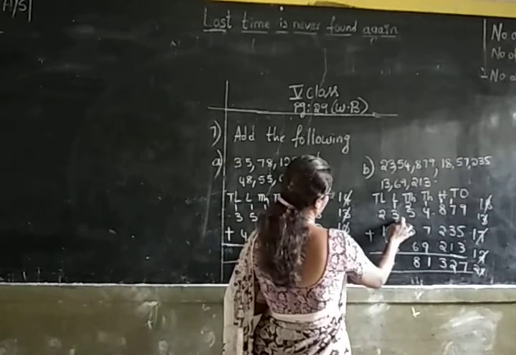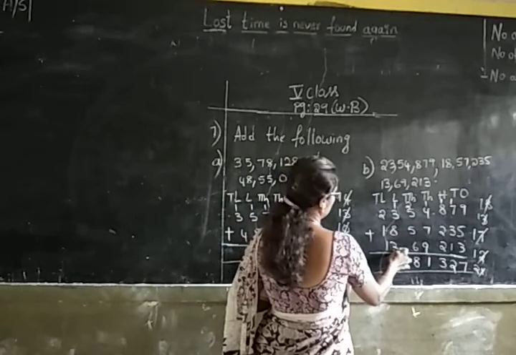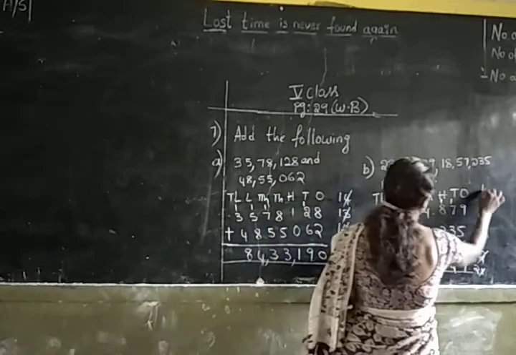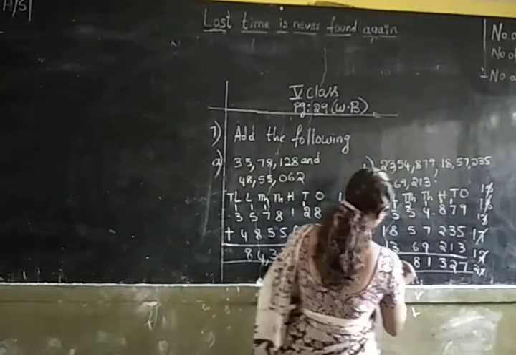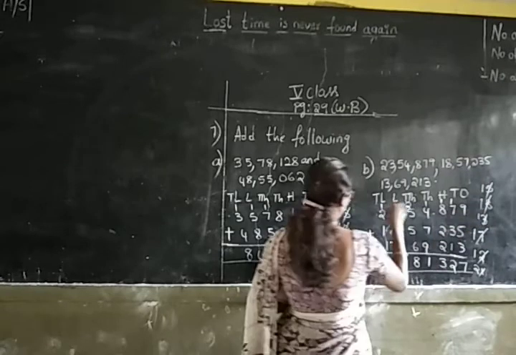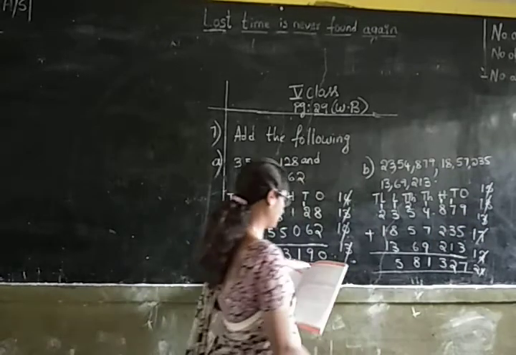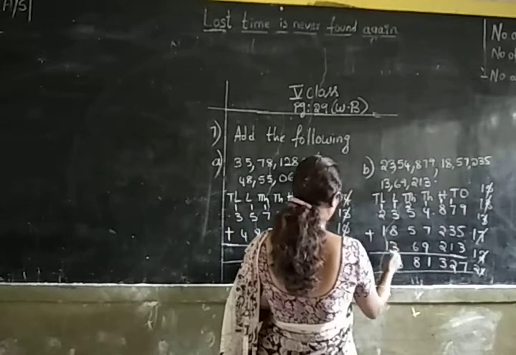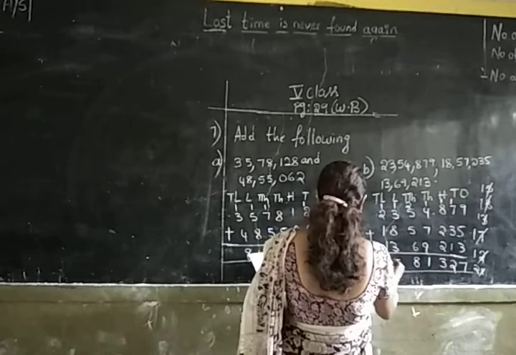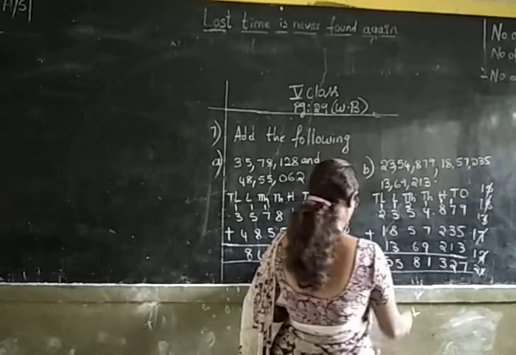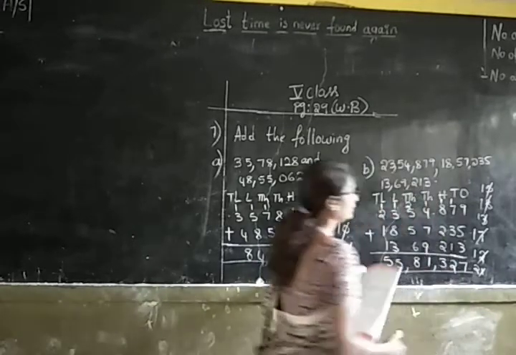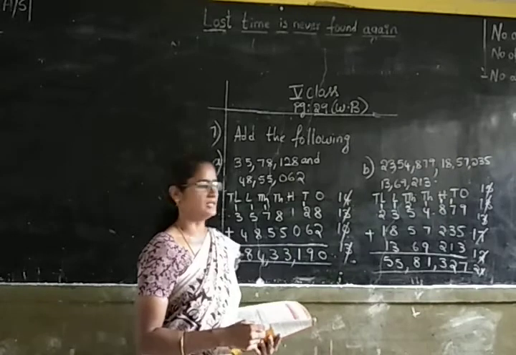8 plus 3 is 11, 11 plus 3 is 14, and 14 plus 1 is 15. You have to put 5 in lakhs place and carry away 1 to the 10 lakhs place. Okay, 2 plus 1 is 3. 3 plus 1 is 4. 4 plus 1 is 5. The answer is 55,81,327. Okay, children.